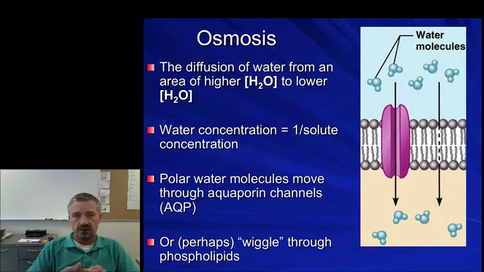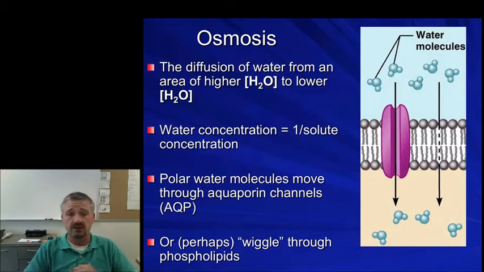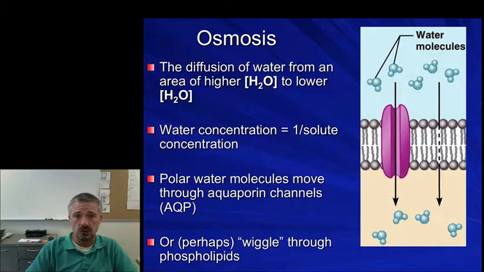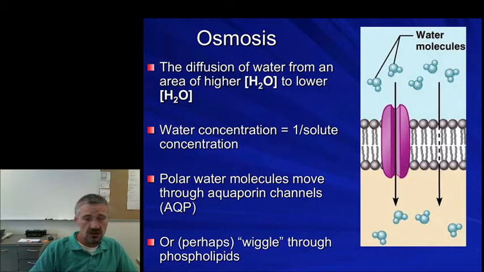When we start talking about osmosis, in reality, it's just another type of simple diffusion, but it's very specific to what is diffusing, what substance. In the case of osmosis, it is water, or H2O. It's diffusion of water across the membrane from higher water concentration to lower water concentration.